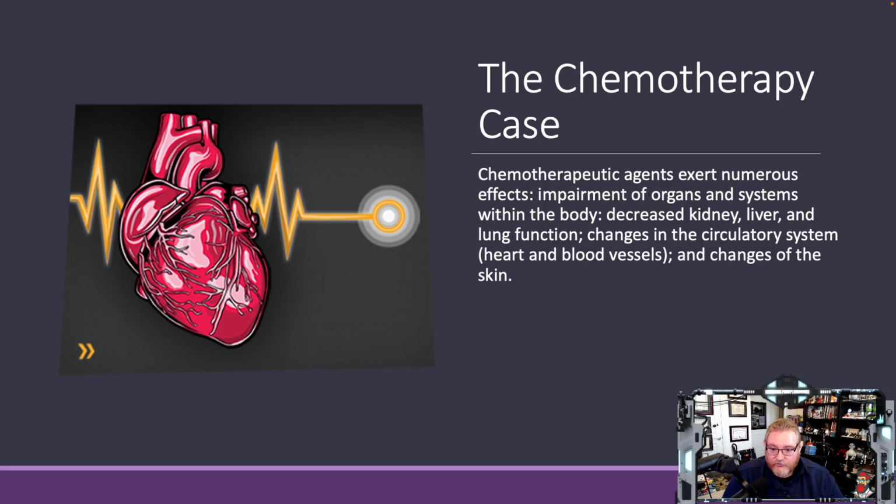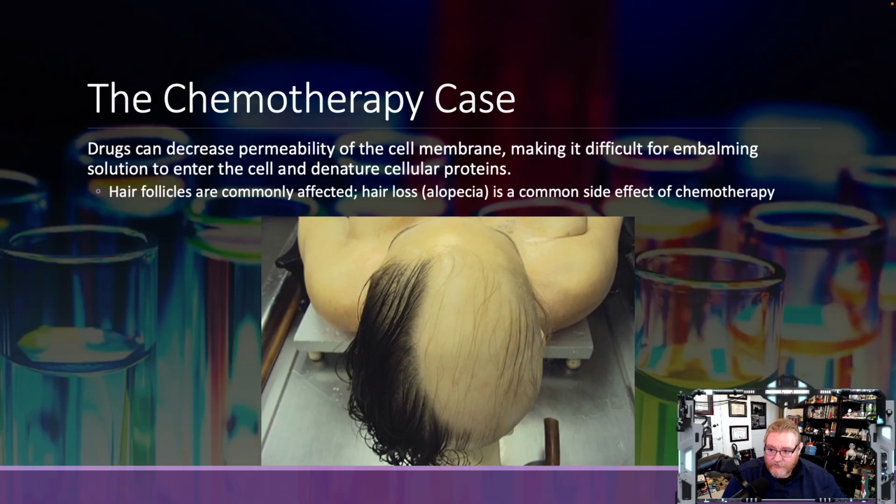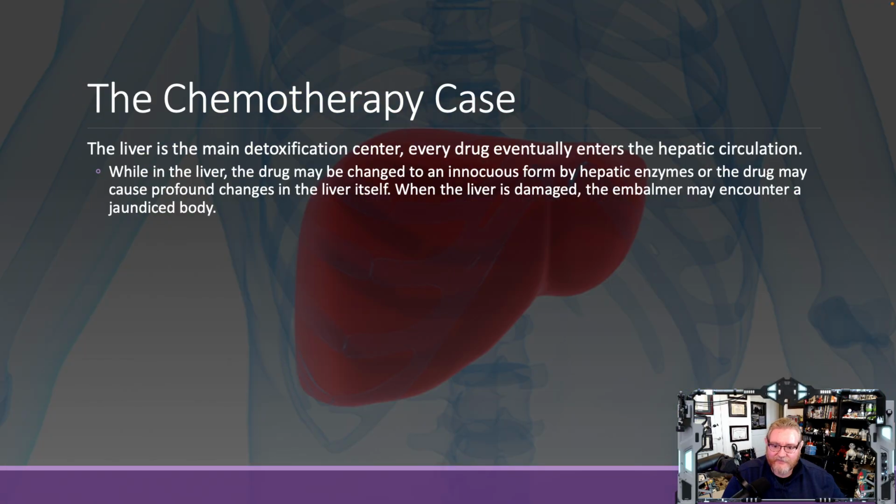Chemotherapeutic agents exert numerous effects: impairment of organs and systems within the body, decreased kidney, liver, and lung function, changes in the circulatory system and heart and blood vessels, and changes of the skin. Drugs can decrease permeability of the cell membrane, making it difficult for embalming solution to enter the cell and denature cellular proteins. Hair follicles are commonly affected. Hair loss, or alopecia, is a common side effect of chemotherapy.